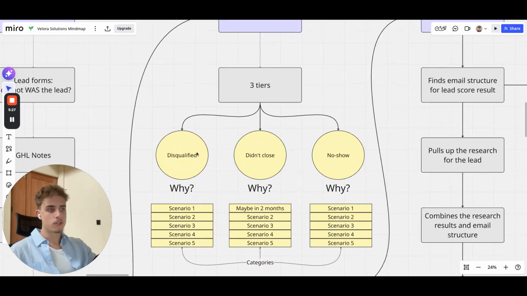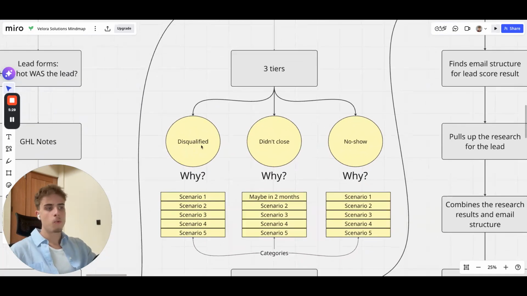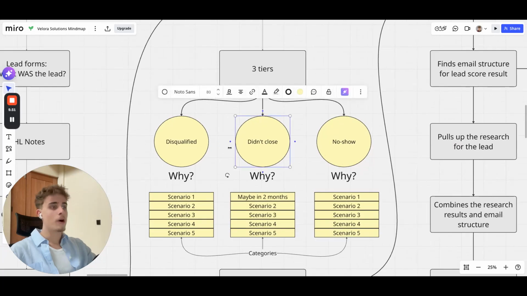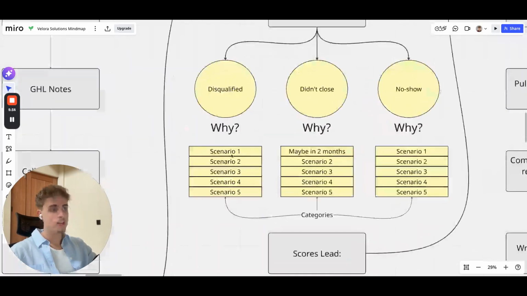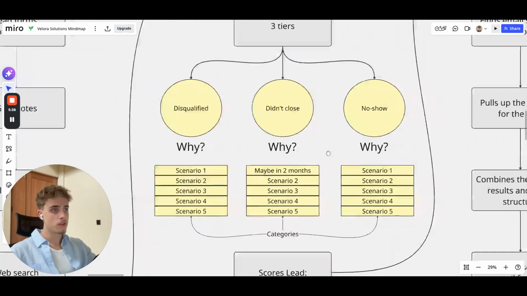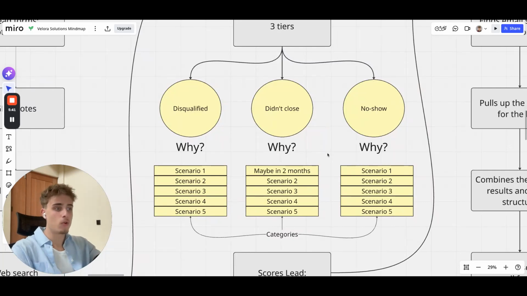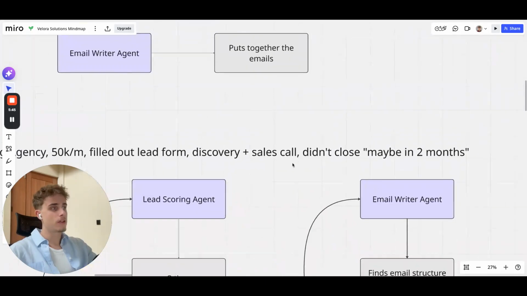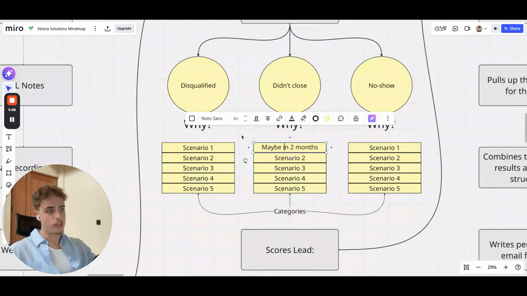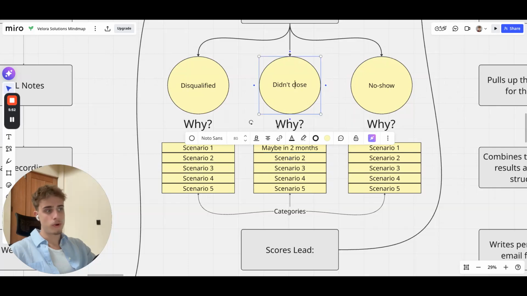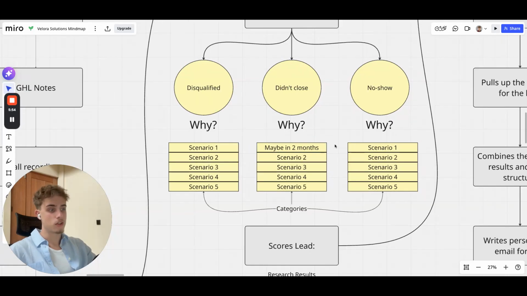Now, you need to ask yourself the question, why? Why is he disqualified? Why didn't he close? Why was he a no-show? And you need to write down a bunch of scenarios as to why that can happen, or why that does happen in your own business. In this scenario, John didn't buy because he wanted to do it in 2 months. So we're going to go with that example, maybe in 2 months. Didn't close. Why? Because he said that maybe in 2 months he's going to close.